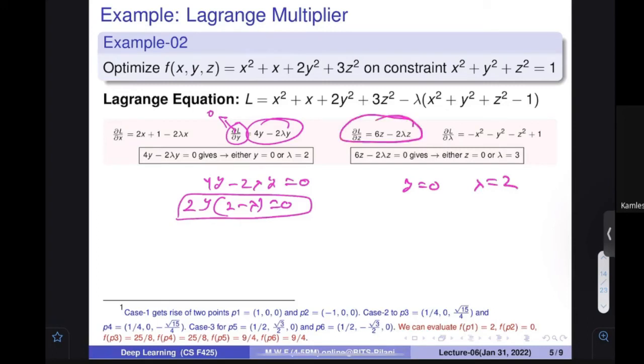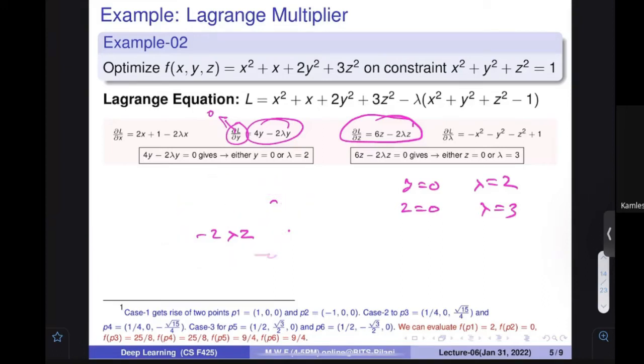Similarly, if you pick this particular equation, it is 6z minus 2 lambda z. You can take 2z common. It is 3 minus lambda is equal to 0. It gives you that either z is equal to 0 or lambda is equal to 3. These are the two conditions that you get.